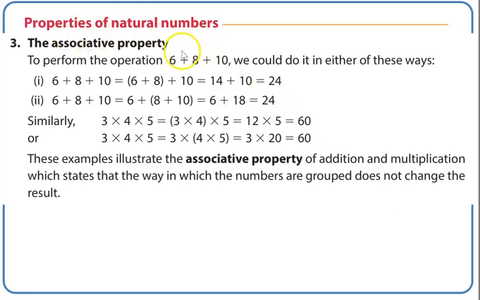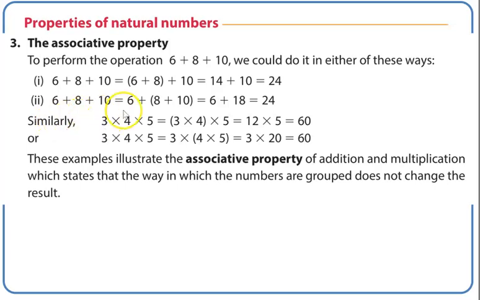Properties of natural numbers continued. The associative property. To perform the operation 6 plus 8 plus 10, we could do it in either of these ways. We could say (6 plus 8) plus 10: doing the 6 plus 8 first, which is 14, and 14 plus 10 is 24. Or we could say 6 plus (8 plus 10): doing what's inside the brackets first, 8 plus 10 is 18, and 6 plus 18 is 24.